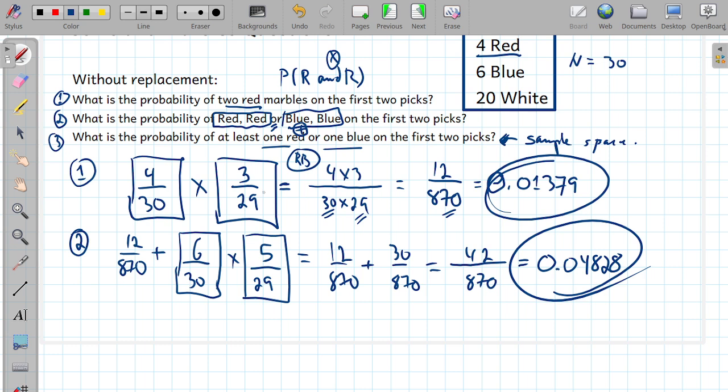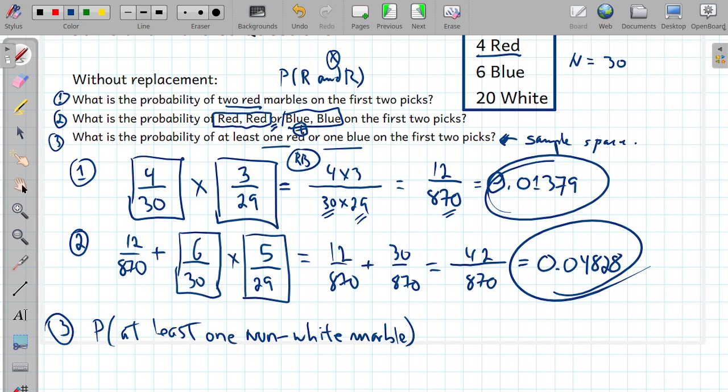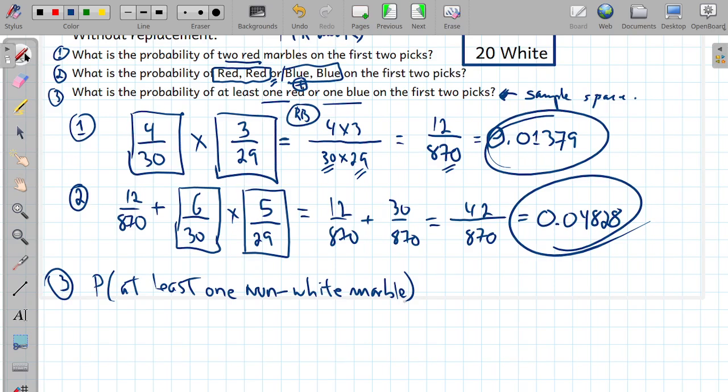So we're looking at the probability of at least one red or one blue. Let's rewrite it down here. I'm going to answer this question in the context of the question: what is the probability of at least one non-white marble? That is really another way to reword the question, and that should make this a little bit easier for us. Not enough room to work, I guess. Okay, now we're doing 2 picks.